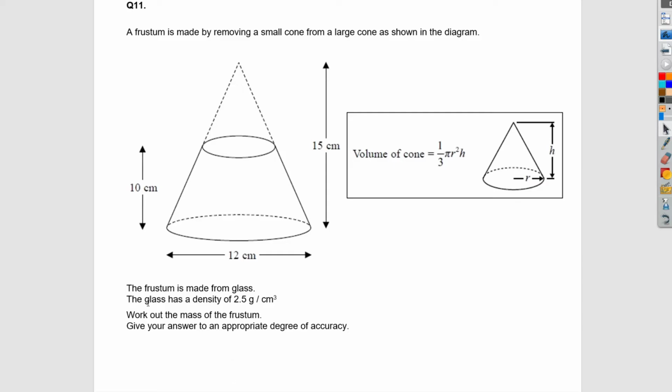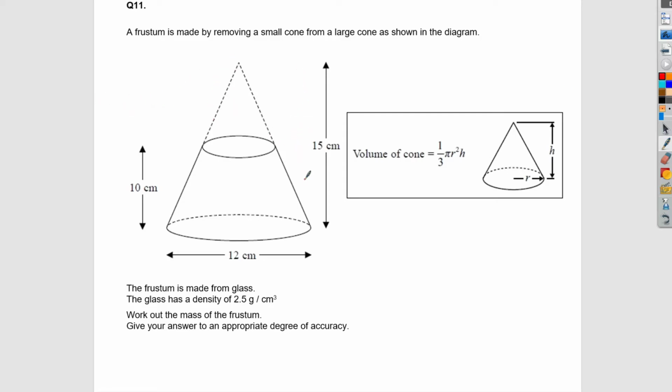So it says here, the frustum is made from glass. The glass has a density of 2.5 grams per centimeter cube. Work out the mass of the frustum. Give your answer to a proper degree of accuracy. Okay, let's just have a go here.